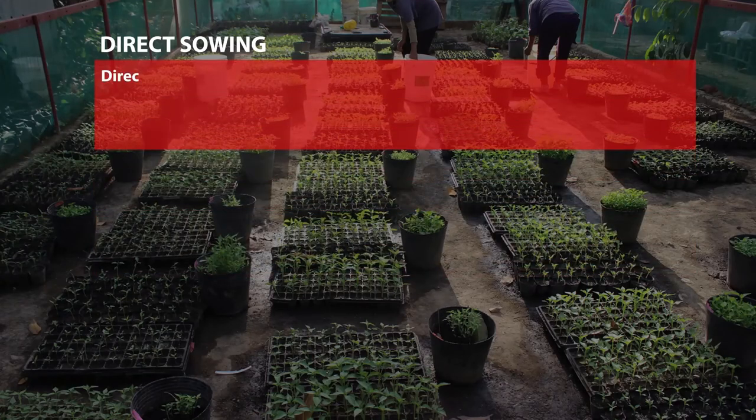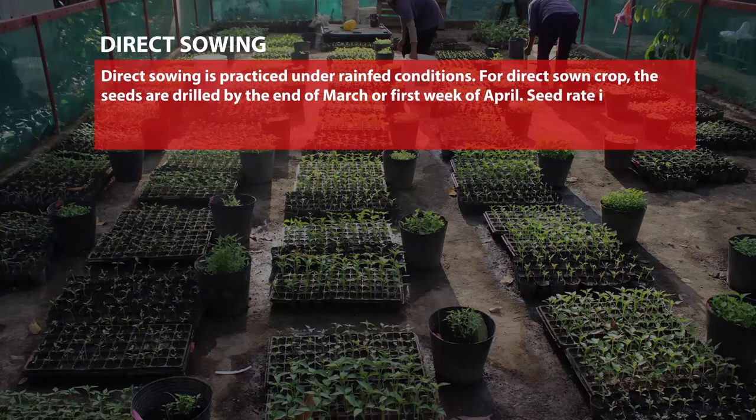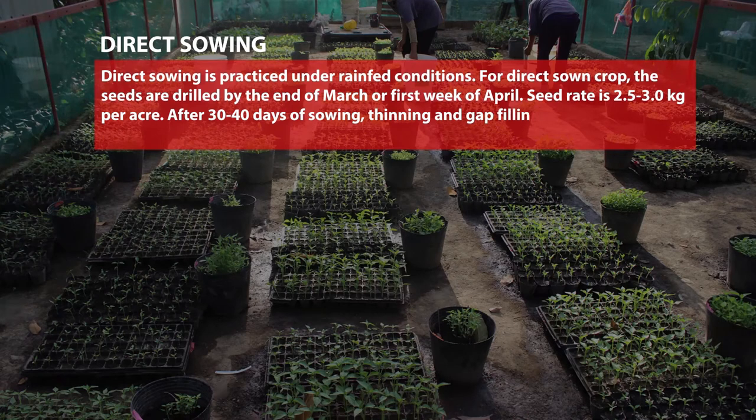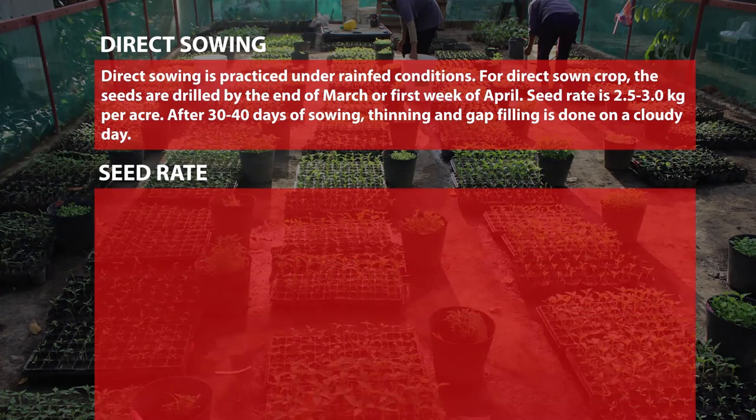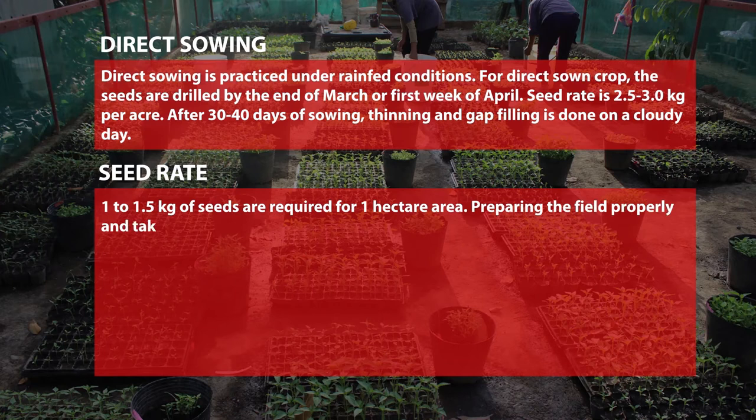Direct sowing. Direct sowing is practiced under rain-fed conditions. For direct sown crops, the seeds are drilled by the end of March or first week of April. Seed rate is 2.5 to 3 kgs per acre. After 30 to 40 days of sowing, thinning and gap filling is done on a cloudy day. Seed rate: 1 to 1.5 kgs of seeds are required for 1 hectare area.